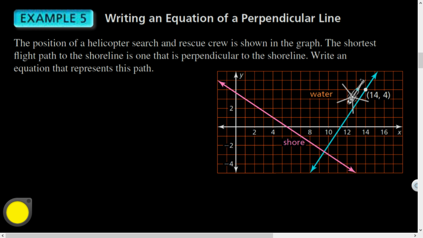So it says the position of a helicopter search and rescue crew is shown on the graph. The shortest flight path to the shoreline is one that is perpendicular to the shoreline. So imagine, here's my water, and here's a cool dolphin.